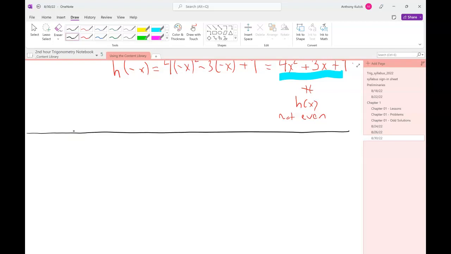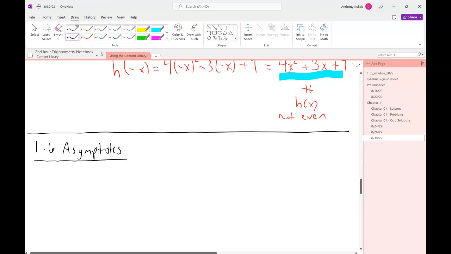All right. That's it for symmetry. Next thing we're going to be talking about are asymptotes. Yup, that's a fun word. So what is an asymptote? This is something that ideally you would have talked about in your Algebra 2 class, although I don't believe that was the case for you guys.